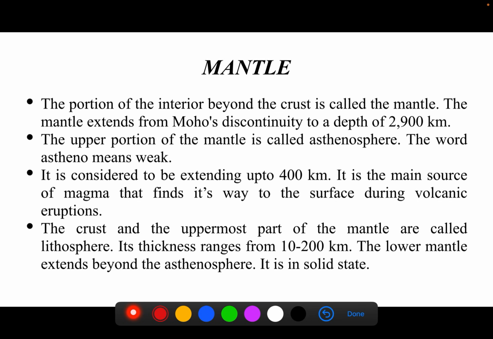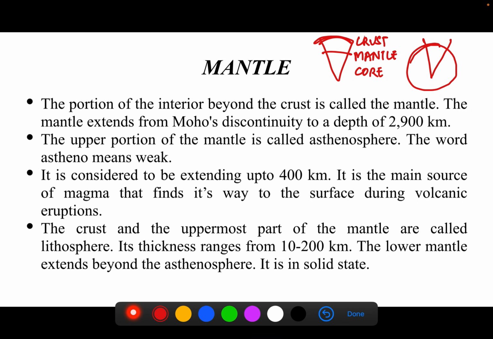So let's study. The portion of the interior that is below the crust is called mantle. So this, for example, is crust. Below crust comes mantle, and below mantle comes core. The portion of the interior which is below the crust is called mantle. And the discontinuity. Now what does discontinuity mean? Discontinuity is basically where, as we have understood what P waves and S waves are, the direction of the P waves and S waves changes.